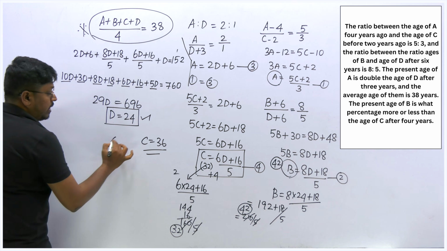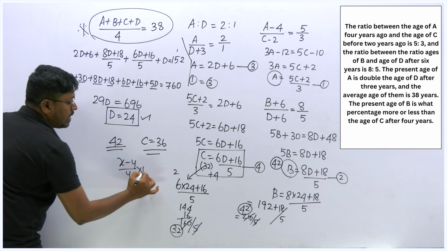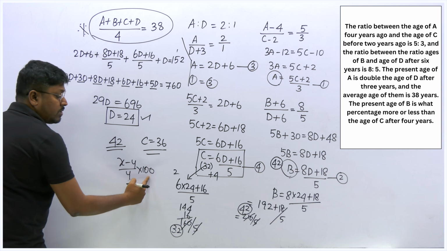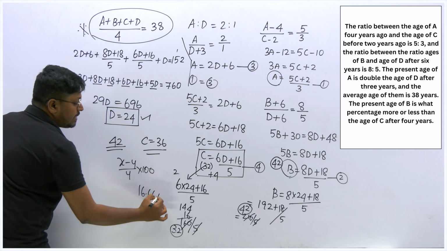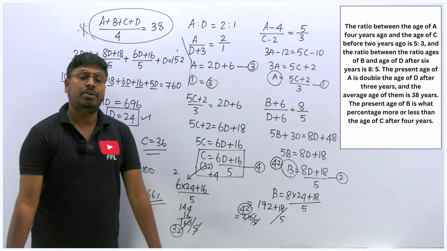And B is 42. So now we have to use the formula x minus y divided by y into 100. Substitute x as 42 minus 36 divided by 36 into 100, which will be 16.66 percentage. So this will be the answer for the question.